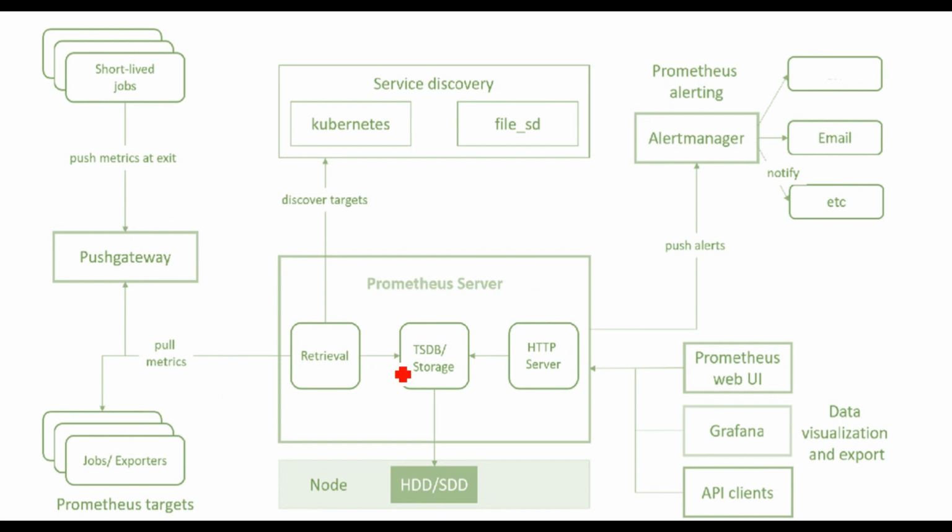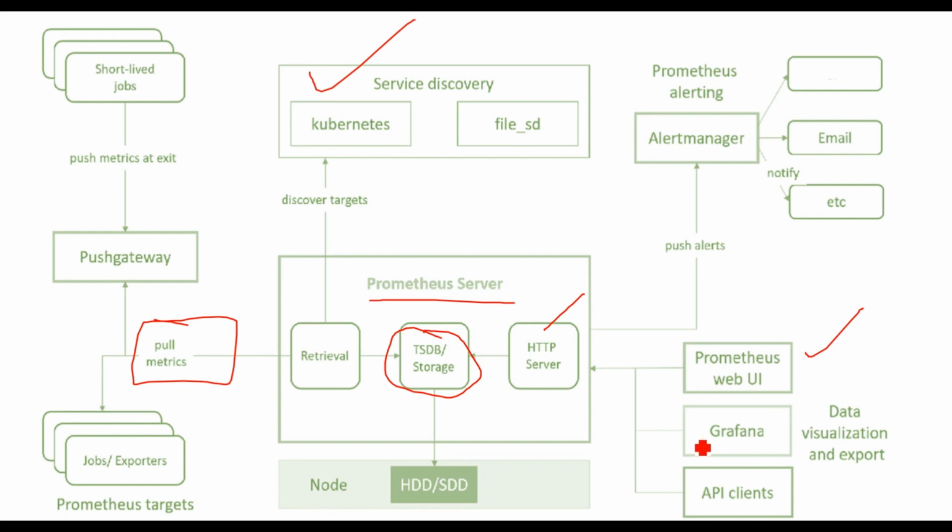While talking about the Prometheus architecture, let's start with the Prometheus server, where we have a time series database storage. It has an HTTP server and the retrieval component. Retrieval in Prometheus works on a pull-based metrics model. Then we have Prometheus alerting, and we have service discovery. We have the Prometheus GUI. An alternative to the Prometheus GUI is Grafana, which is widely used with Prometheus. And then we have an API client which you can use as an API.